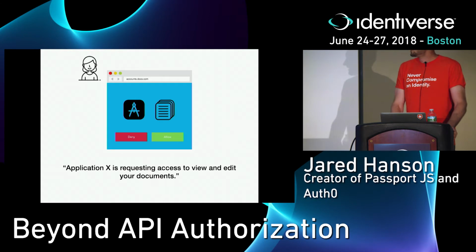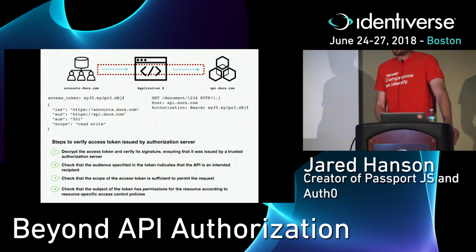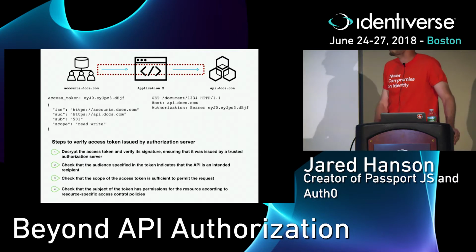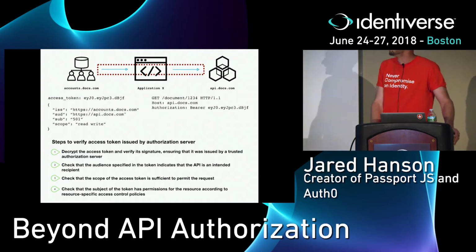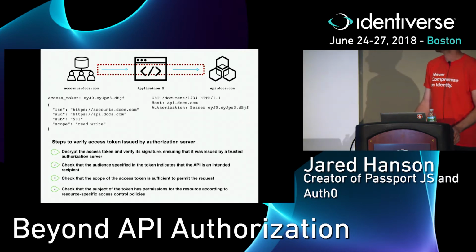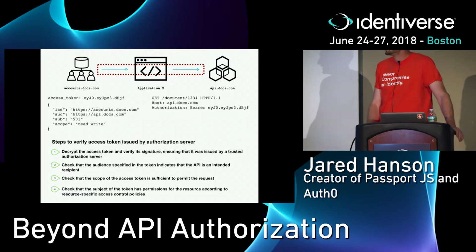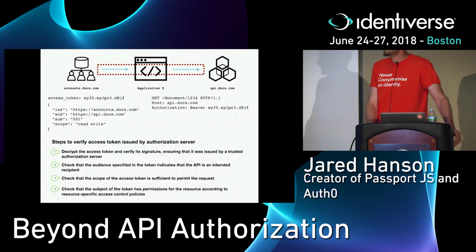Application X is requesting access to view and edit your documents. Now, once Alice accepts and allows that access, the following occurs. We'll walk through what's going on here because this is key to understanding some of the weaknesses and shortcomings in OAuth. So the first thing that happens is that the authorization server issues an access token.